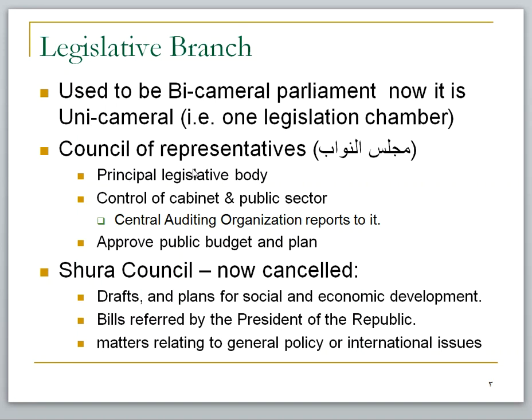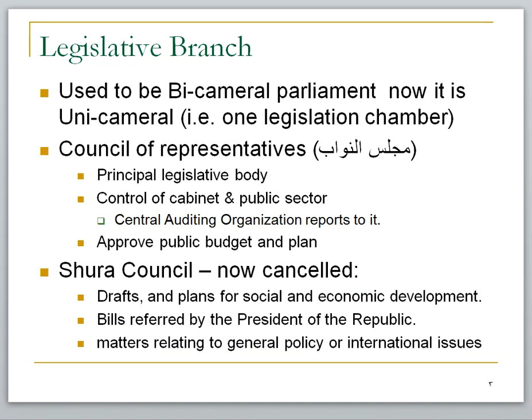So anyway, the Council of Representatives represent the principal legislative body in Egypt. It controls the cabinet and the public sector, and the central auditing organization اللي هي الجهاز المركزي للمحاسبات reports to it. Also the Council of Representatives approve public budget and plan. That means that مجلس النواب هو اللي بيوافق على الموازنة العامة للدولة وخطط الدولة in general, public budget and plans.